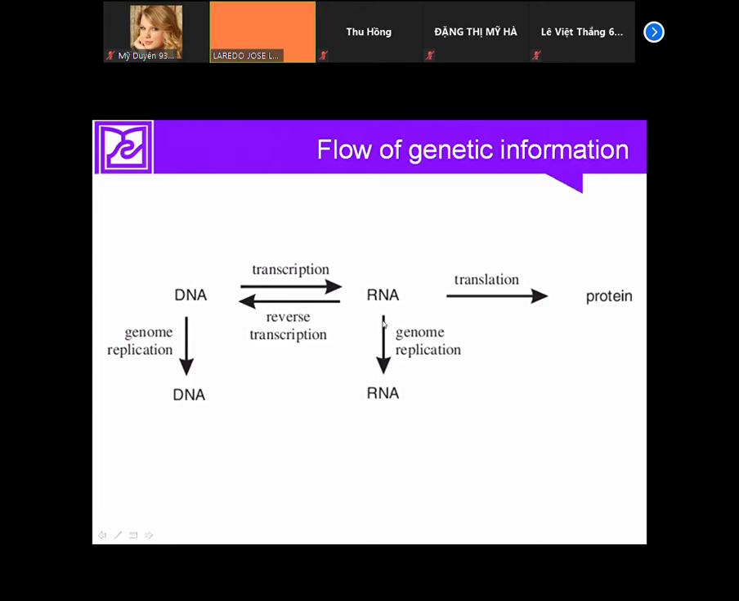And something more. Some viruses can make DNA using RNA. Some viruses can make DNA from RNA. This is transcription in the opposite direction. This is reverse transcription. This is only possible for some viruses, very, very few.